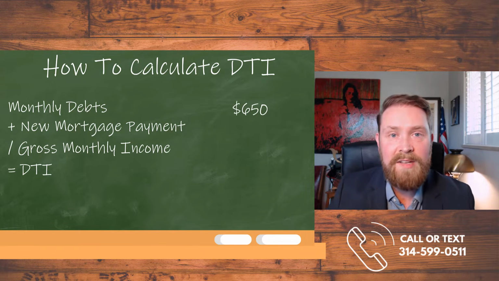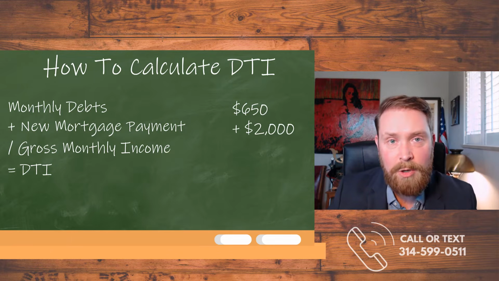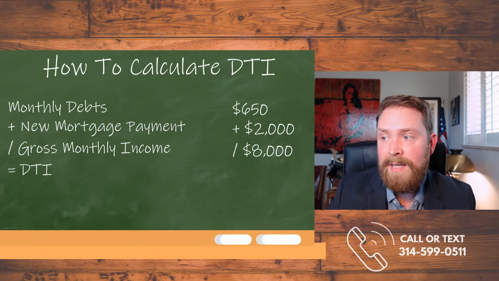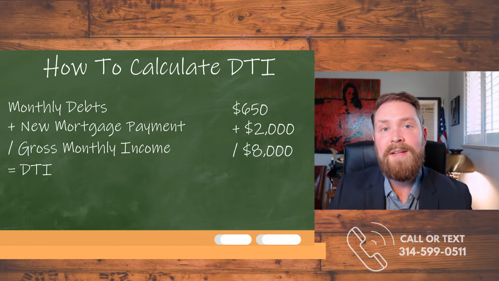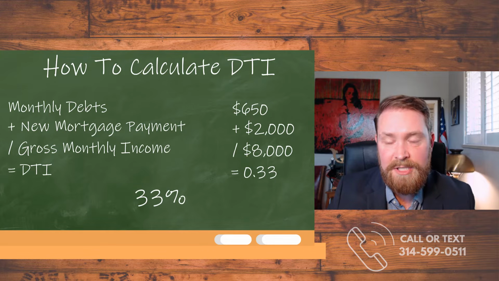So for example, let's say your monthly debts are $650. Let's say your target mortgage payment is $2,000. And let's say you've got $8,000 a month before tax income. $650 plus $2,000 divided into $8,000 equals 0.33, which we express as a percentage. Your DTI in this case would be 33%.